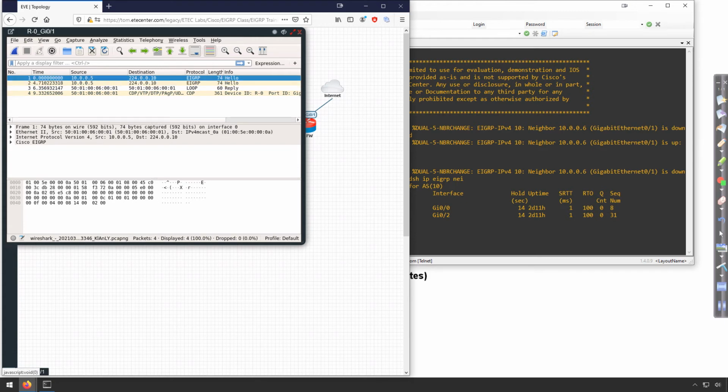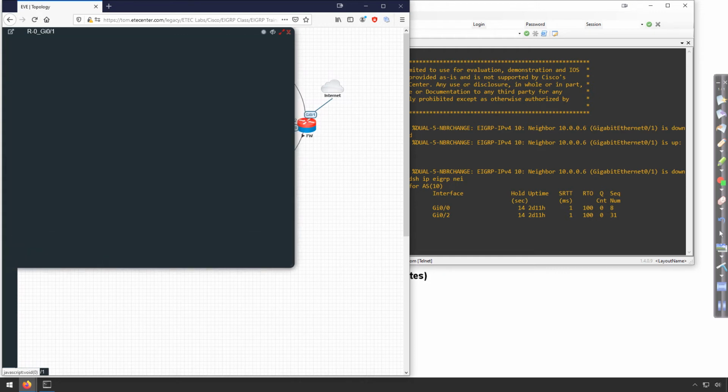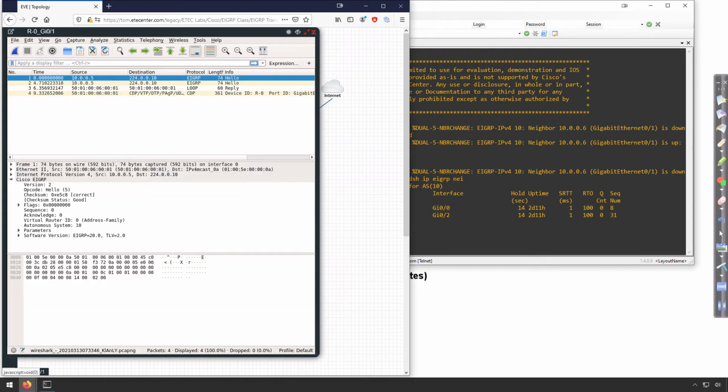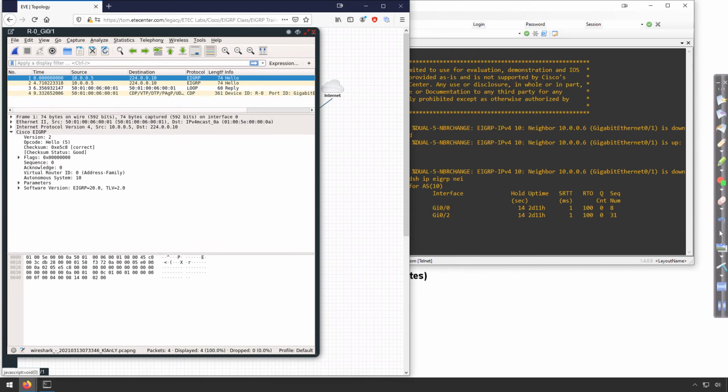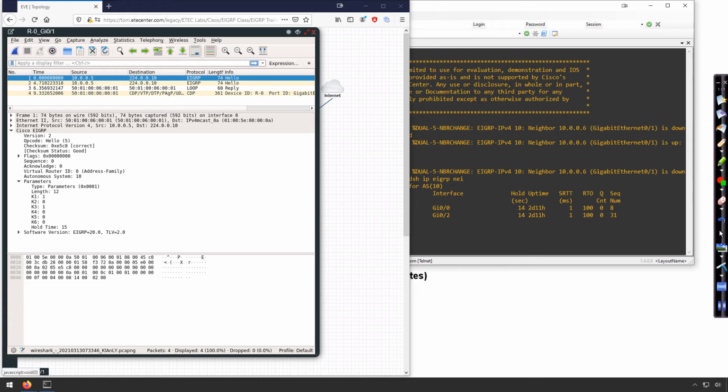Let's examine the hello in a little bit more detail. We open up the hello right here, Cisco EIGRP, and let's put this down so we can see more detail. And let's take a look at the parameters as well. You can see these are hellos, the autonomous system number, and here are all the parameters for the K-values.